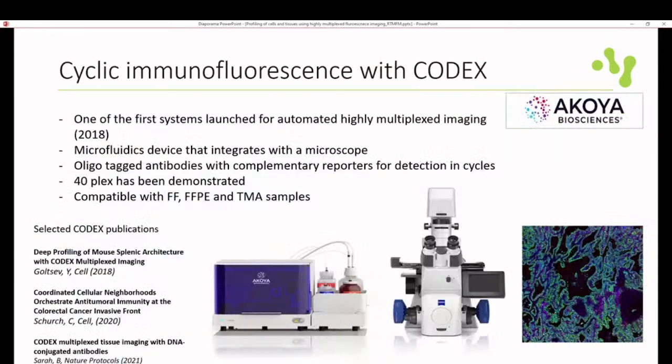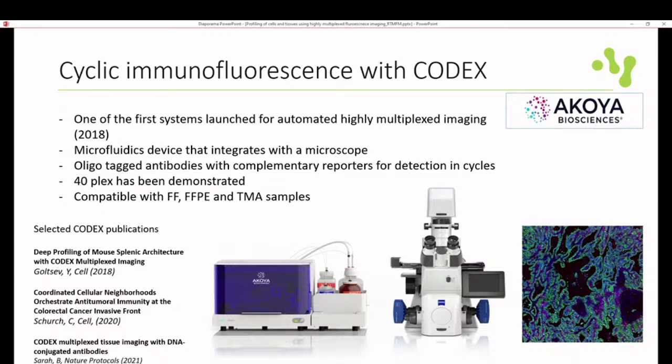If we start with one of the two methods that we work with in our lab, that is cyclic fluorescence with Codex, a platform from Akoya Biosciences. I think it was definitely one of the first systems launched for automated highly multiplexed imaging. We were beta testing this instrument together with Emma Lundberg's lab in 2018.